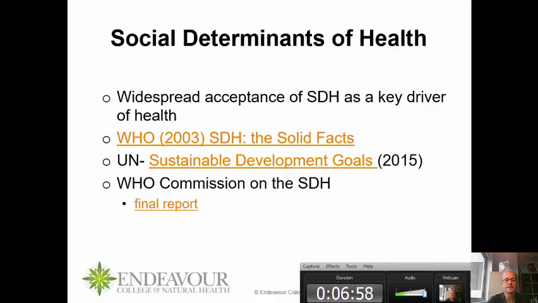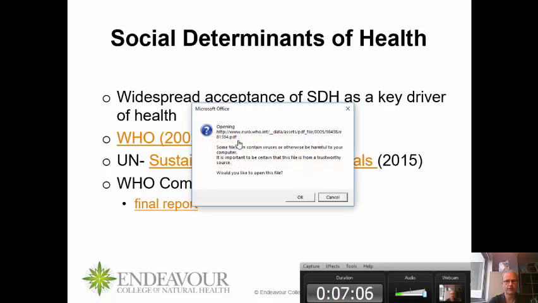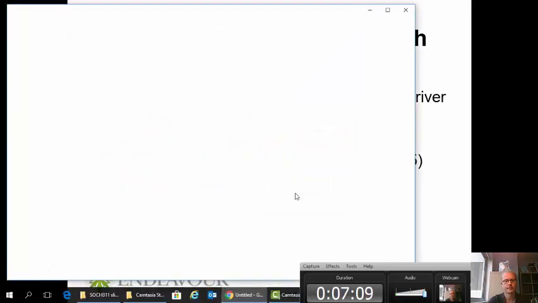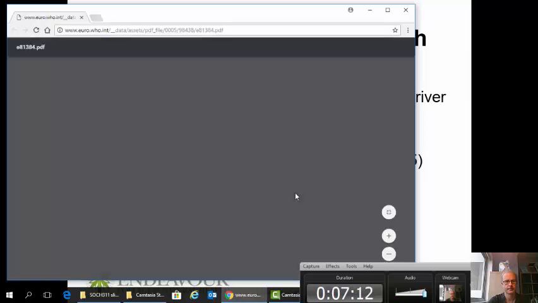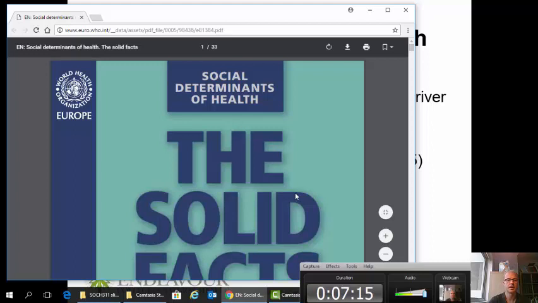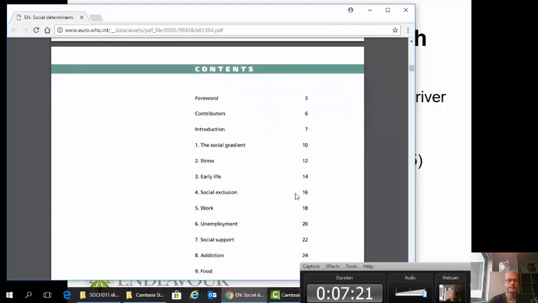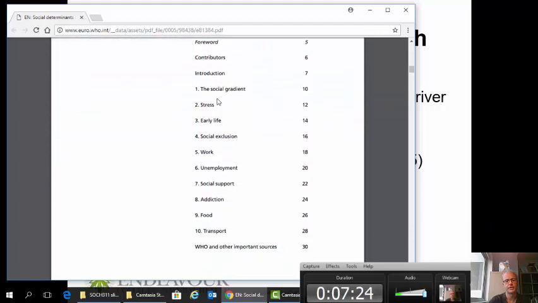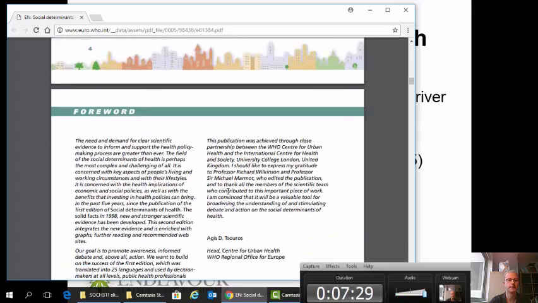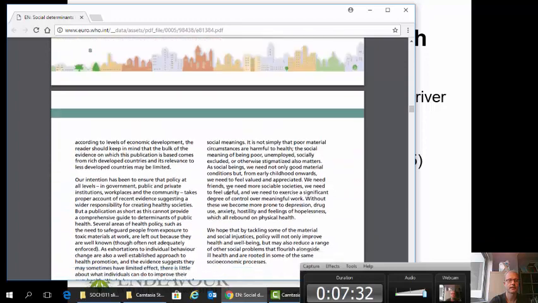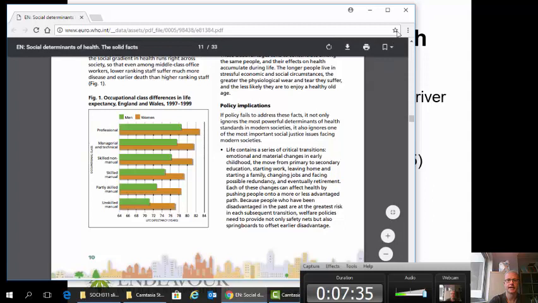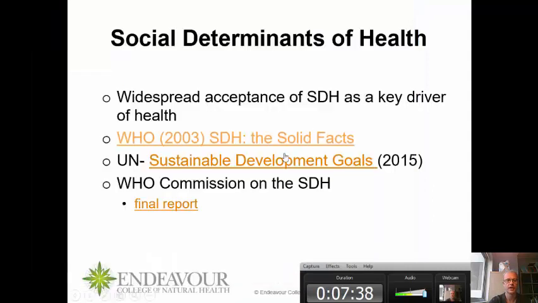So widespread acceptance of social determinants of health, or SDH, is the key driver of health. Take a look at the World Health Organization link there. It's a bit slow. So social determinants of health is solid facts, 2nd edition. So looking at all those issues there as being social determinants of health across the globe. Again, it's something you can look more at in your own time.